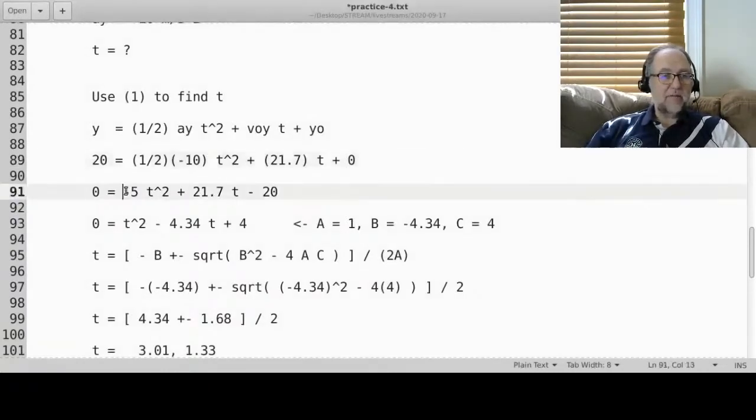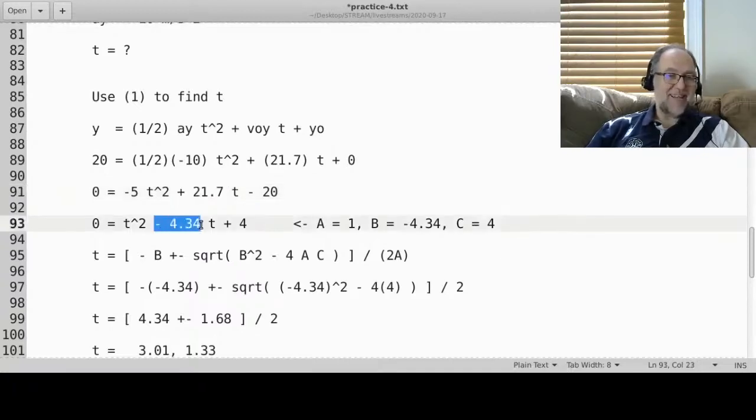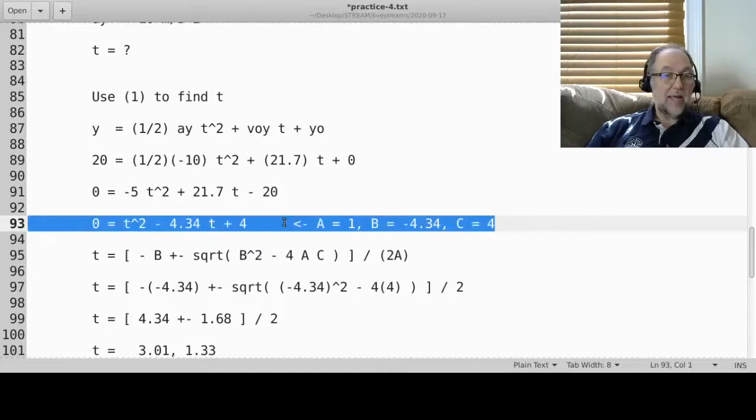So here's -5, and -5 divided by -5 is 1. So the coefficient in front of the t squared becomes 1. Here's 21.7 divided by -5, which is -4.34. And then -20 divided by -5 is +4. Looking at that and identifying the coefficients, a is equal to 1, b is equal to -4.34, and c is equal to 4.